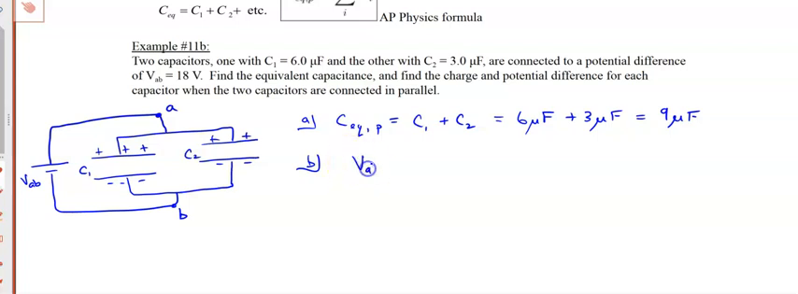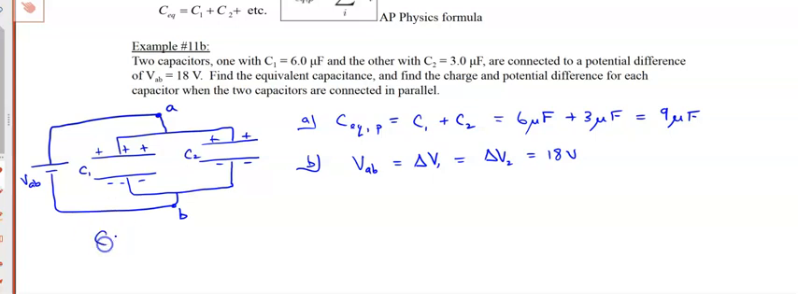So the voltage of AB is the same as the voltage drop across capacitor 1 and the voltage drop across capacitor 2. So they are all in parallel with each other. So the voltage, by the way, is equal to 18 volts. So we now know that there are 18 volts across this one and 18 volts across this one, which is obviously in parallel with the voltage across the battery.